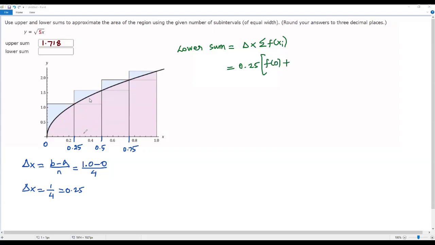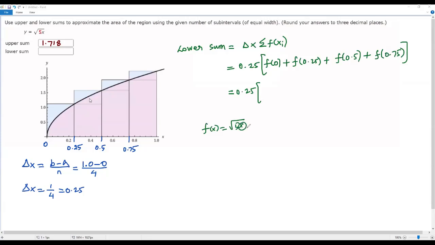Now for the second rectangle, the left endpoint is 0.25. For the third rectangle, the left endpoint is 0.5. For the fourth rectangle, the left endpoint is 0.75. We just add all of them because we have summation. So we get 0.25 times, and in the given function we replace y by f of x, and we get f of x equals square root of 5x.